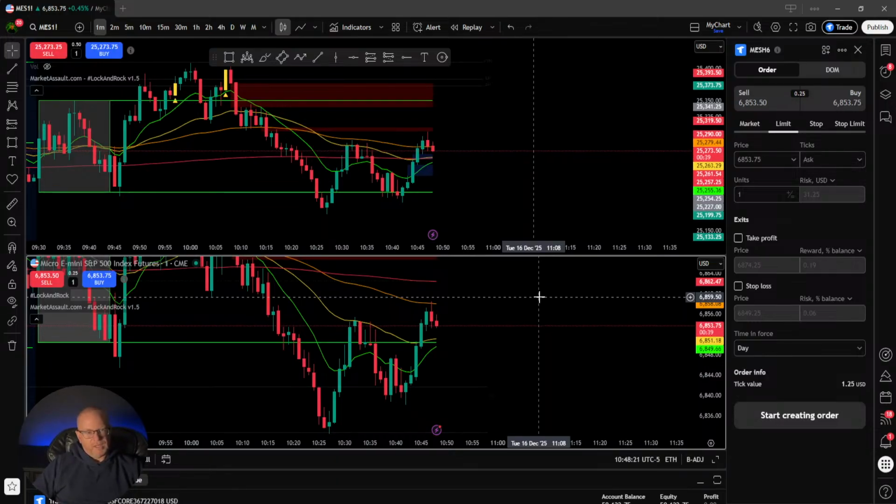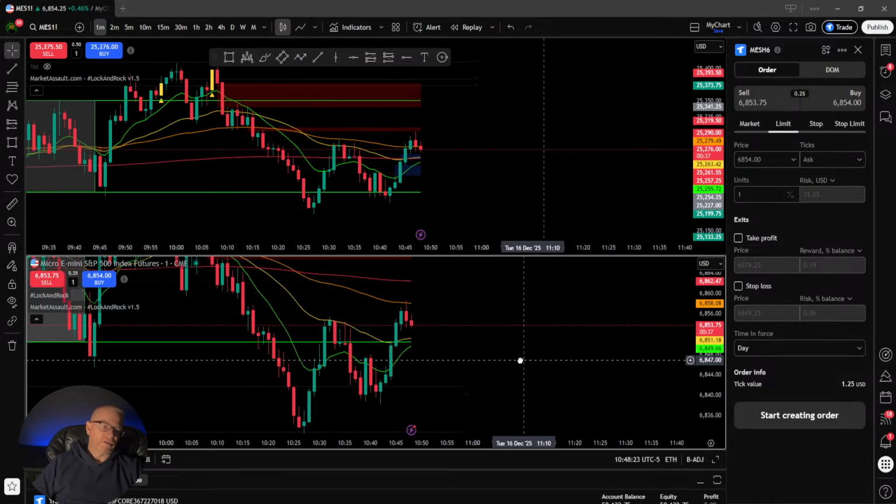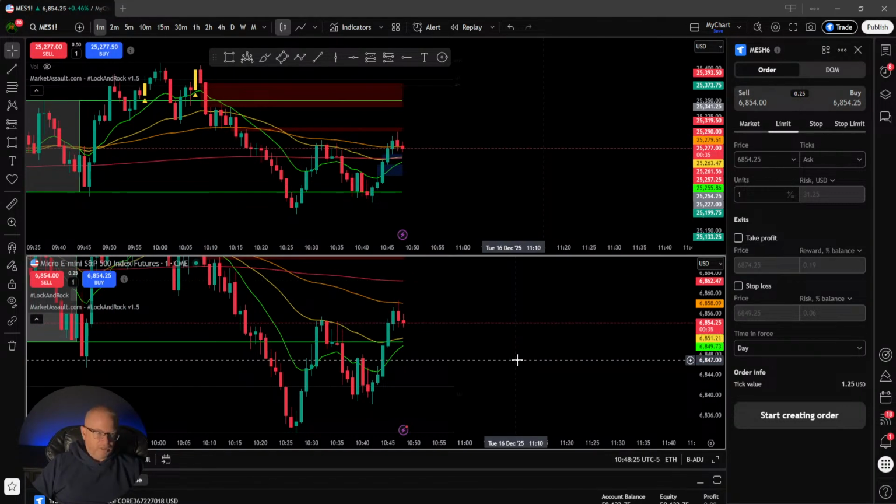Yeah, but it looks like Nasdaq's just trading right within the channel. I'll give it a little bit more here, maybe another 10 minutes or so.